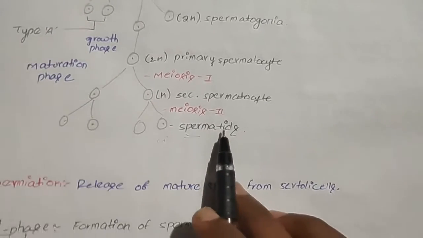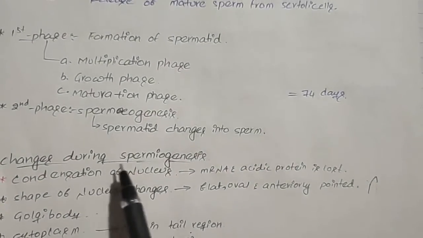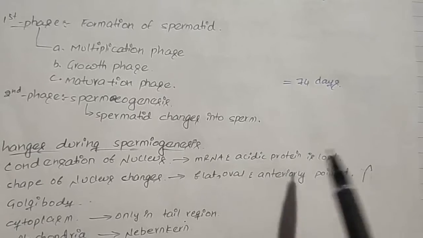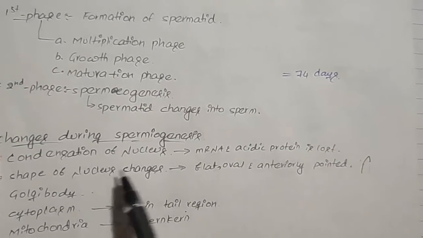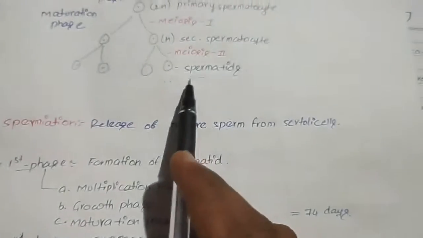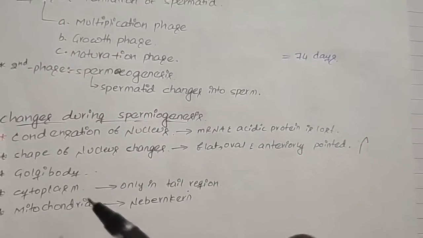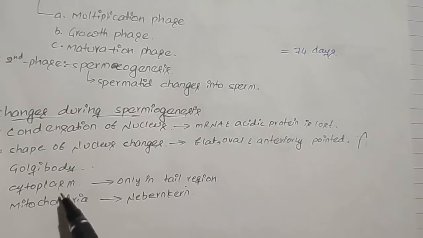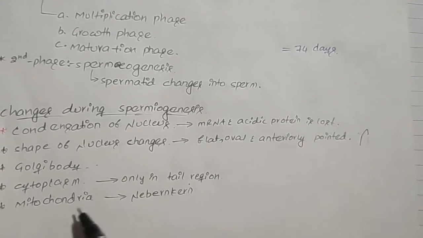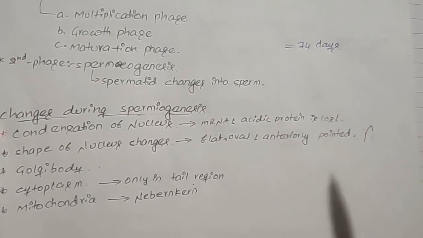See, this spermatid changes into the sperm. During the development, the nucleus loses mRNA and acidic proteins, and the shape changes, and this Golgi body develops into the acrosome, and cytoplasm is present only in the tail region, and mitochondria changes into the nebenkern.